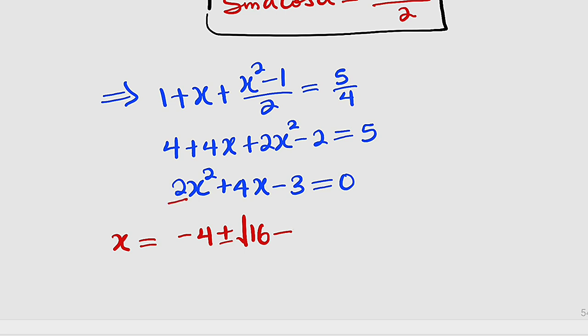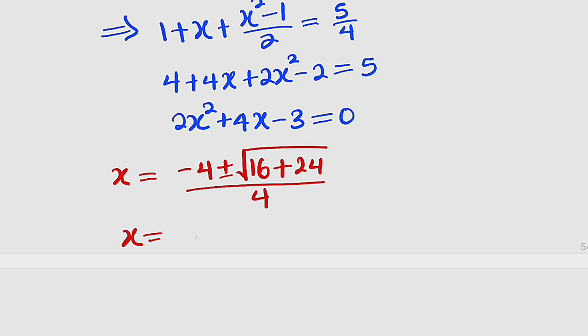4 times a, that is 4 times 2, is 8. Then 8 times negative 3, which is c, will give us what? Negative 24. And still we have another negative here, so we have positive 24 right here. Divide by 2a, that is 2 times a, which is 4. This is equal to negative 4 plus or minus the square root of what is this?